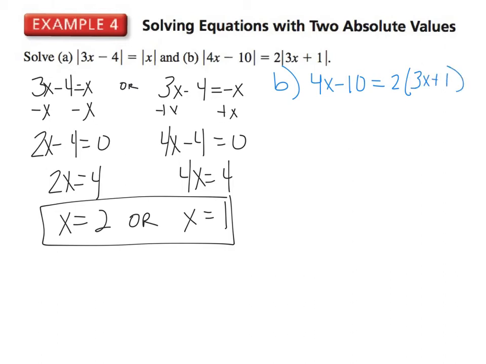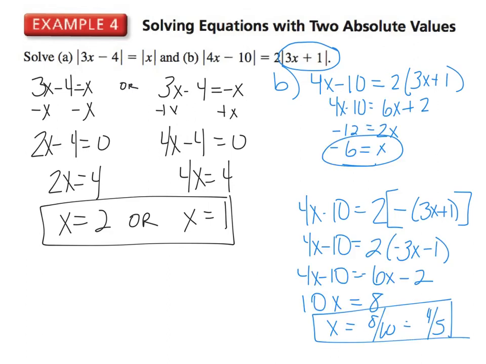Now the other one, though, is going to be 4x minus 10 equals... Now notice the 2 on the outside. That does not change. But what does change is I have to take the opposite of the absolute value, which is 3x plus 1. So you can solve the first one. Actually, I'm going to pause the video. We're going to solve both of these. You should be able to solve both of these on your own.